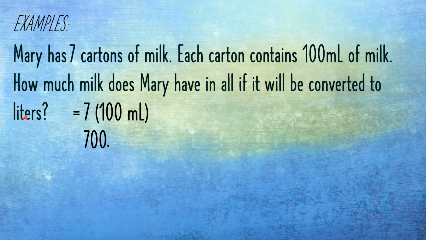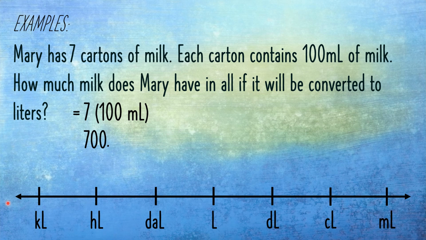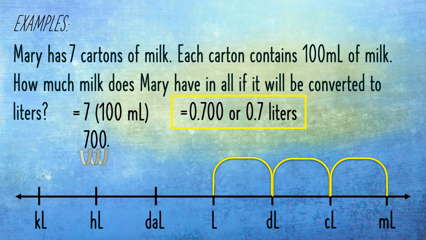Next, ang 700 ay may decimal point dito sa dulong kanan. So, since ang hinahanap na natin ay liters, so i-convert na natin yun sa ml using the metric system. So, from ml to liters. So, let us move 1, 2, 3. So, dito sa 700, since may point dito, i-move natin ang point na iyan to the left in 3 movements. 1, 2, 3. Next, 700 milliliters is now equivalent to 0.700 or 0.7 liters.